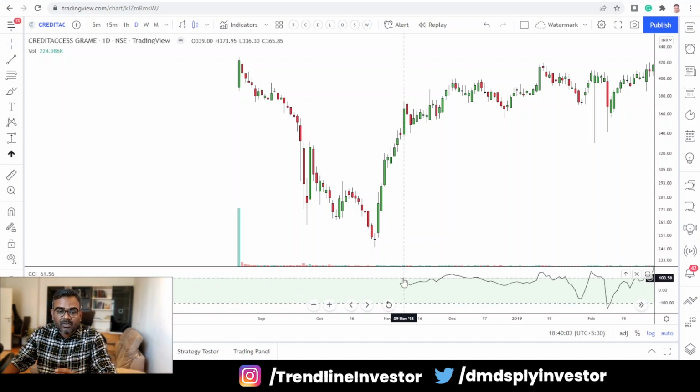Above 100, which means the stock is really bullish, or it is about to start getting bullish. Below minus 100, which means the stock is getting bearish or about to get very bearish. Okay, and if it's around the zero range, between minus 100 and plus 100, then the stock is going to trend in a range. Okay, these are the three simple things that you have to understand.